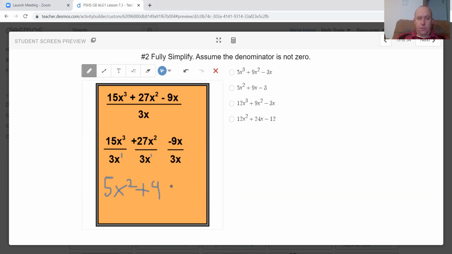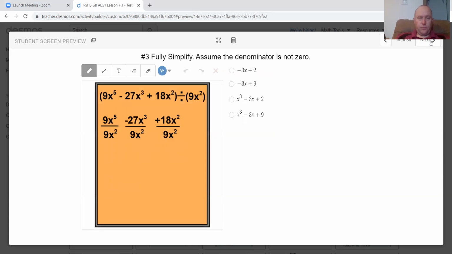And 2 take away 1 is 1. So this is 9x to the power of 1. And I can already see that it's going to be this answer. -9 divided by 3 is -3. And the x's cancel. Remember, x to the power of 1, of course, is just x. So it is indeed this answer here.